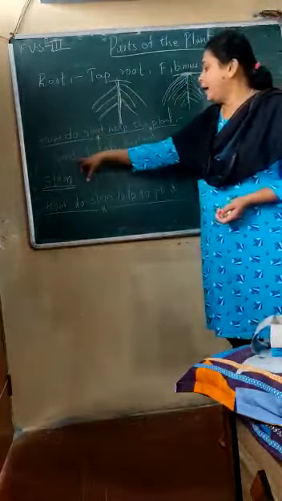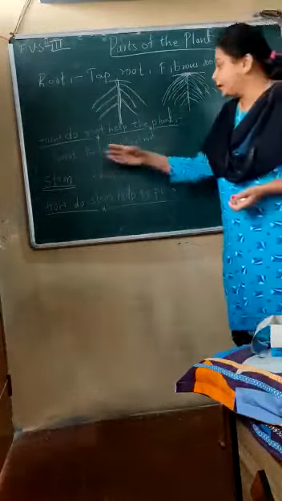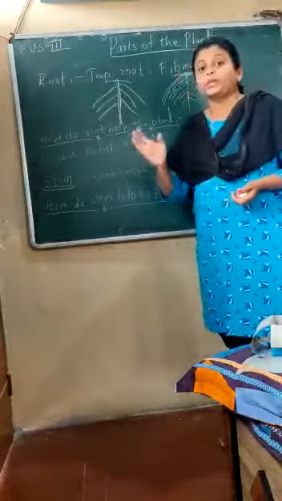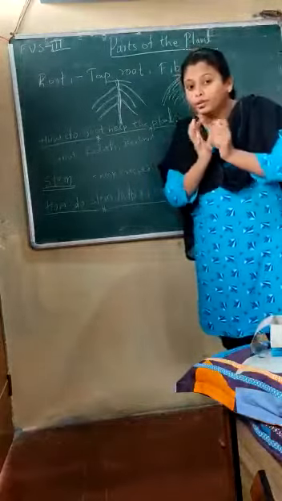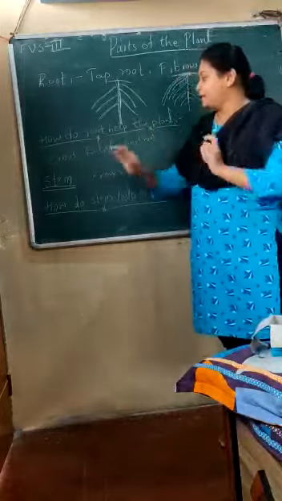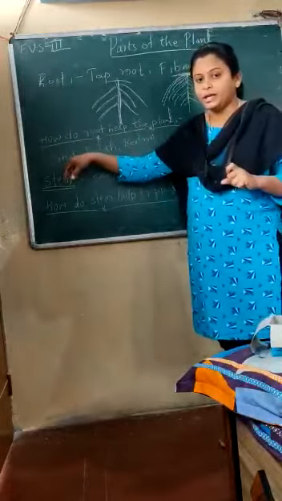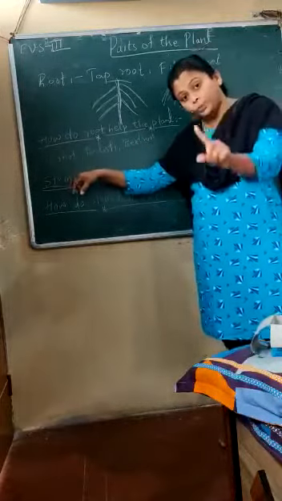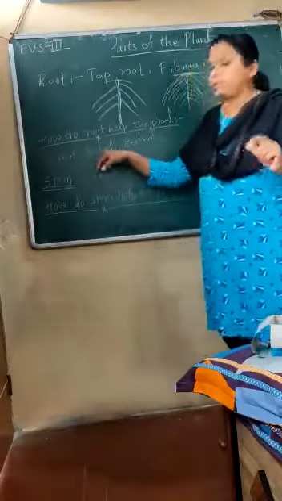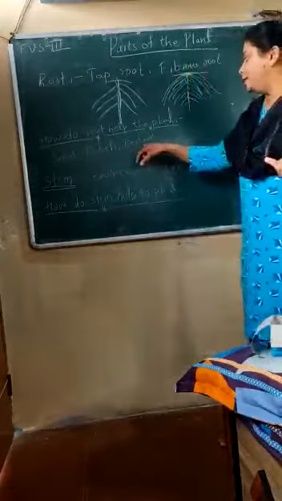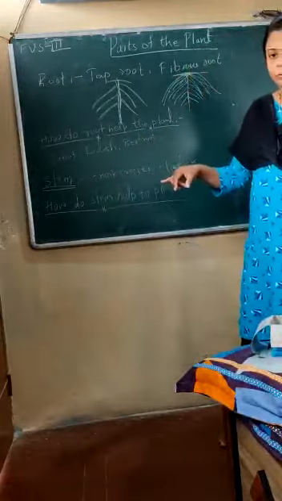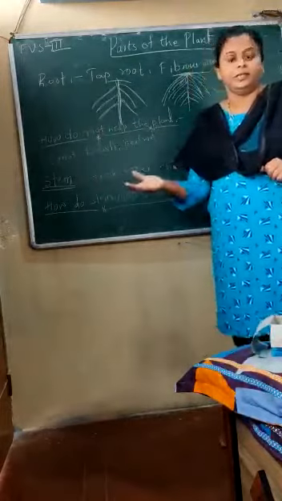Other than this, we have some vegetables like carrot, radish, beetroot. Even roots can store food inside them. For example, carrot. Please see the carrot. Carrot is the root part of the plant. Radish is the root part of the plant. Beetroot is also the root part of the plant.